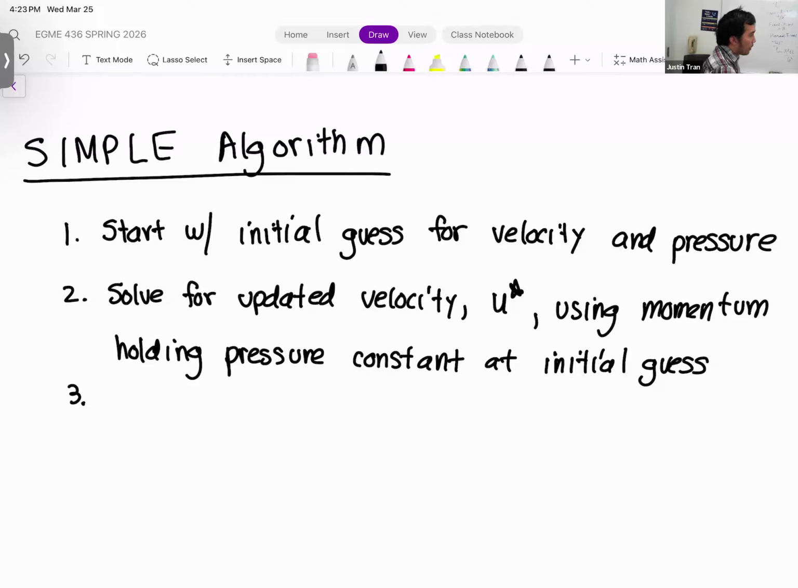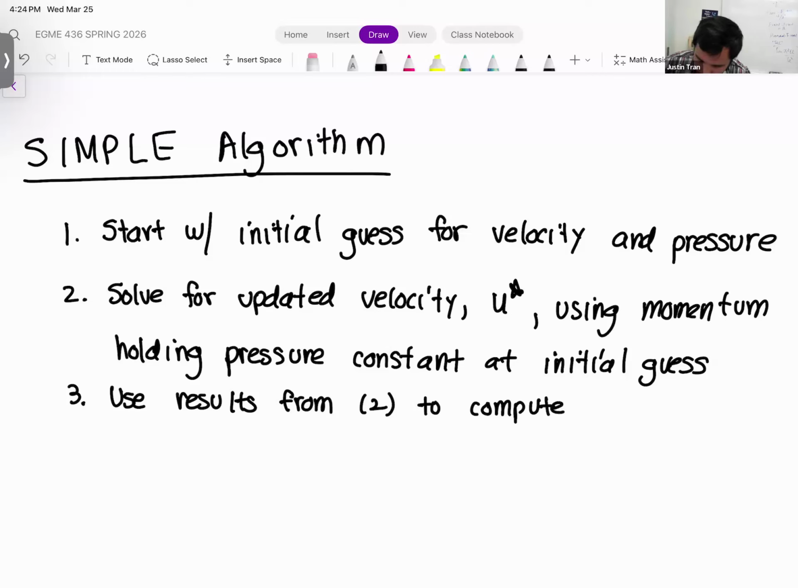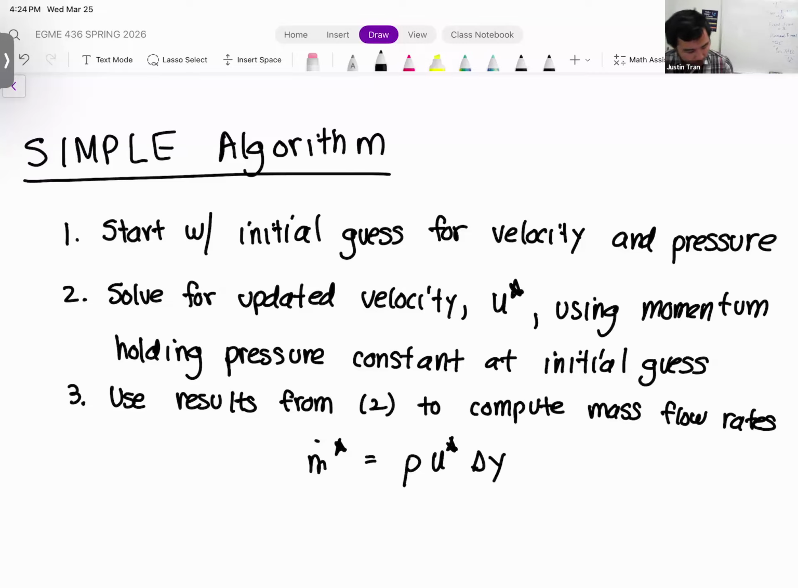Step 3. After you solve for your updated velocities, we know that our new velocities are not going to be mass conserving. They're going to be updated, so they're going to be more correct, but they're not going to satisfy continuity. So step 3 is to use results from part 2 to compute mass flow rates. Mass flow rate, remember, is going to be rho times U star times delta Y.